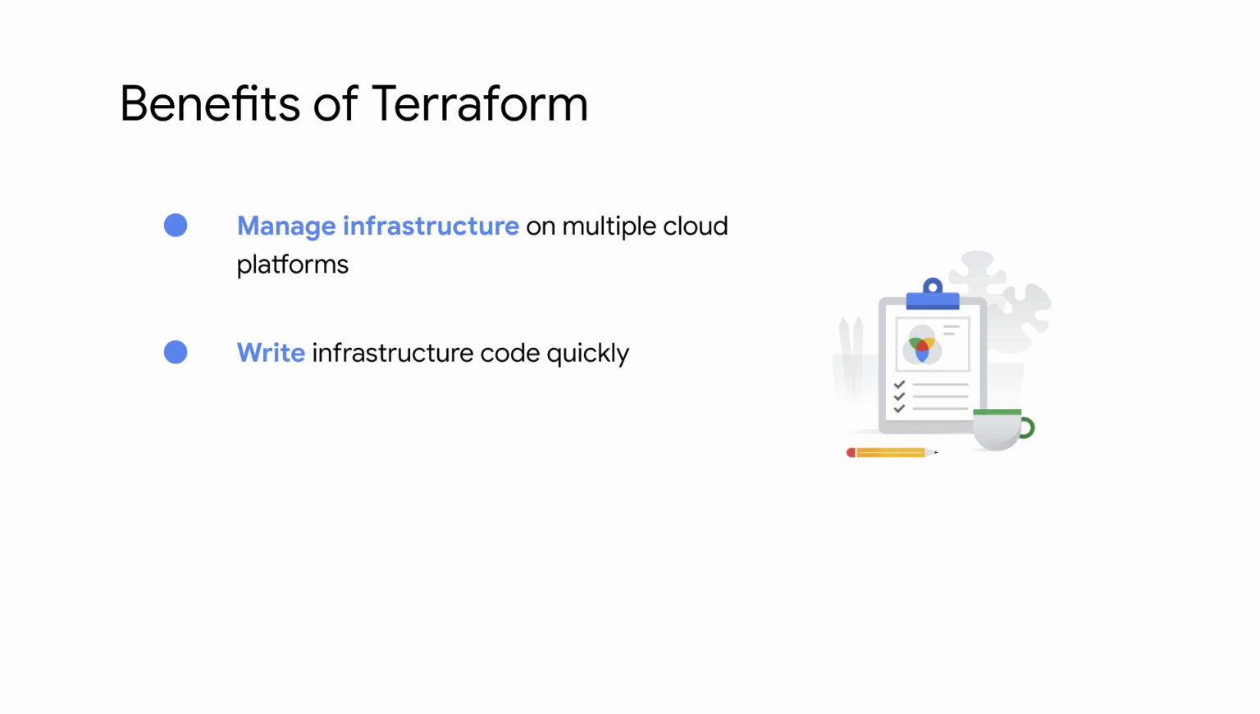Now we will look at the benefits of Terraform. Terraform can manage infrastructure on multiple cloud platforms such as Google Cloud Platform or GCP, Azure, and AWS, just to name a few. The human-readable configuration language helps you write infrastructure code quickly. It allows you to track infrastructure changes through version control.